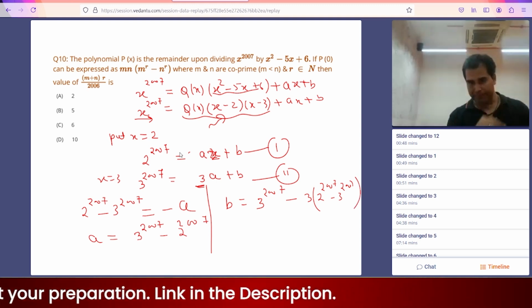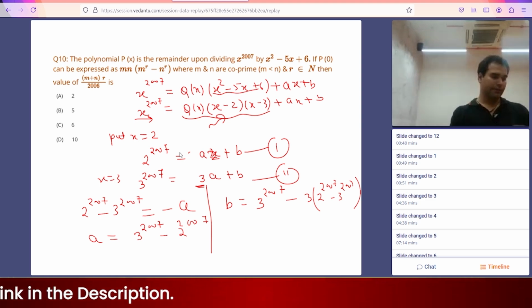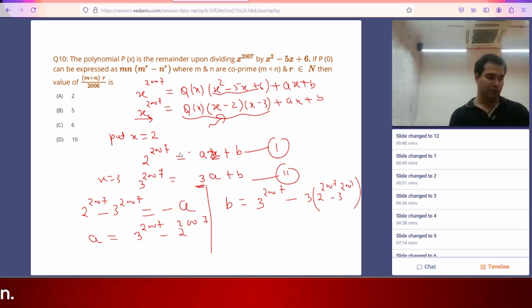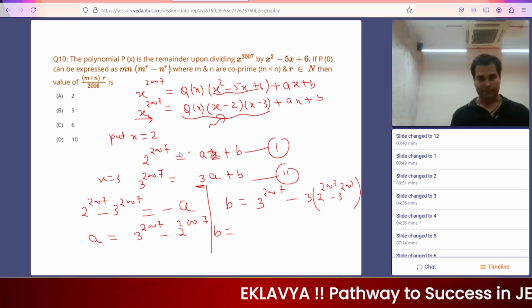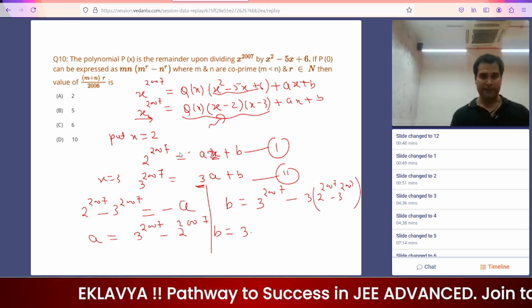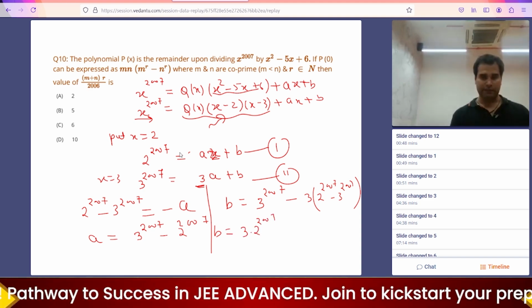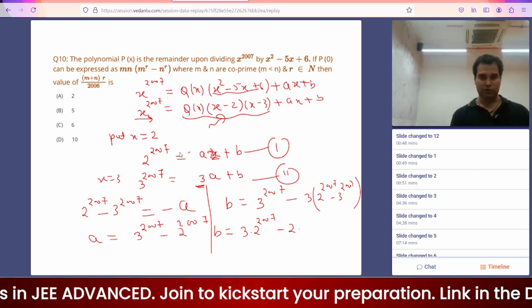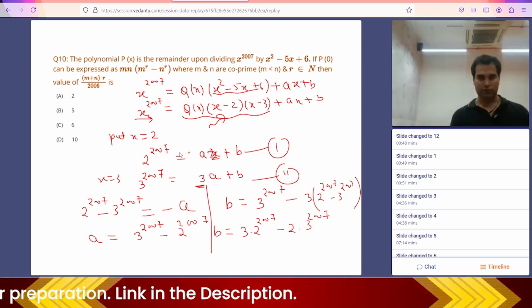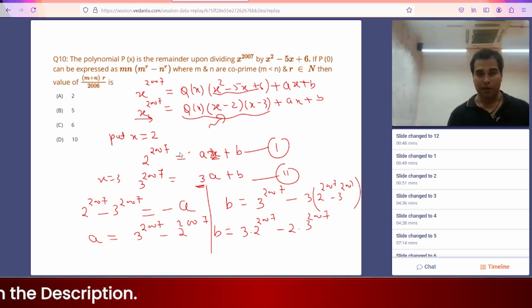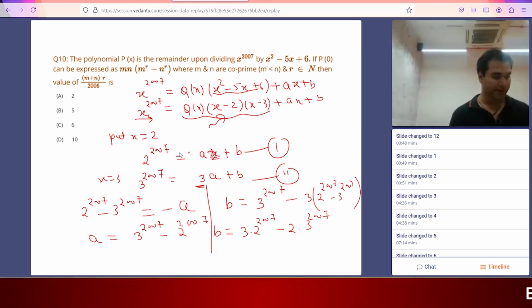Here we simplify, and b equals 3 into 2 and 3 into this. It's okay. Here we will get b as 3 times 2^2007 minus 2 into 3^2007. Now, it's okay.